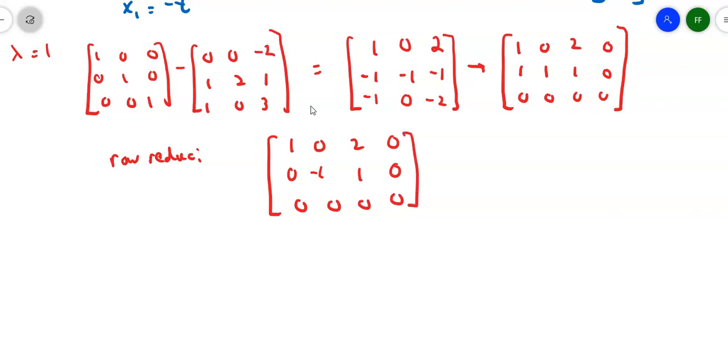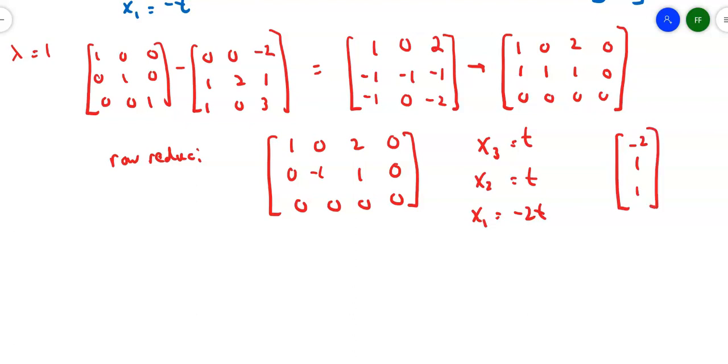So it looks like here I can start with x sub 3 as t. That means that x sub 2 is also t, right? Because that'll give me negative t plus t is 0, and then x sub 1 is negative 2t. Right, so I got negative 2, 1, 1.